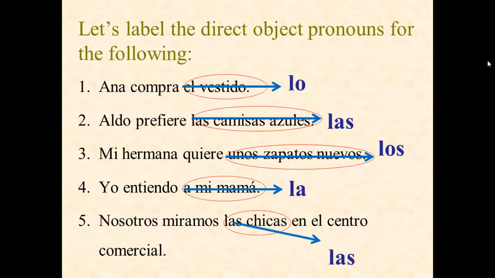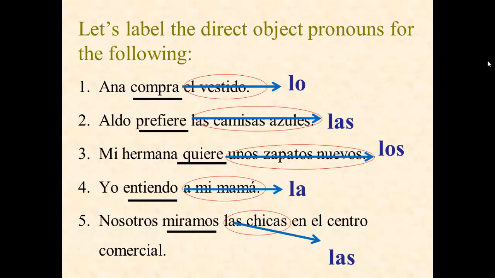So now what we have to do is rewrite the sentence placing the direct object pronoun before the conjugated verb. So let's find our conjugated verb in each sentence. Number 1 would be compra. Number 2 would be prefiere. Number 3 would be quiere. Number 4 would be entiendo. And number 5 would be miramos.